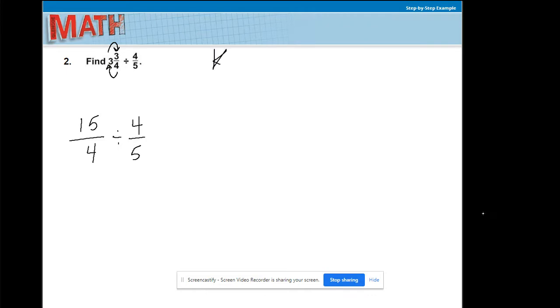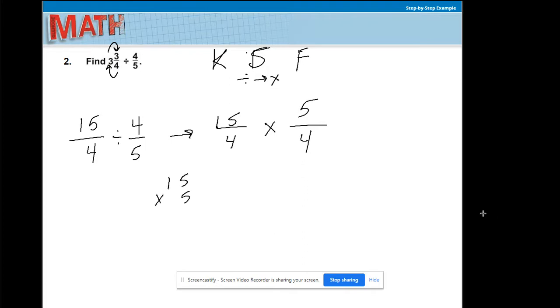So again, we're going to keep, switch, and then flip. Okay? So we're going to keep 15/4. Okay, switch from division to multiplication, and then we are going to flip the last one, which is 5/4. So here we go. We are going to take 15 times 5, which is, I believe, 75. Okay. And then 4 times 4 is 16.